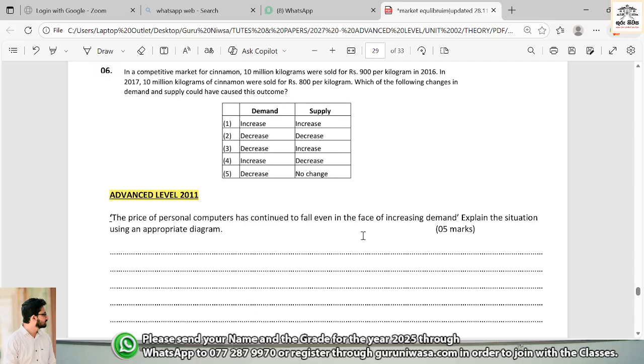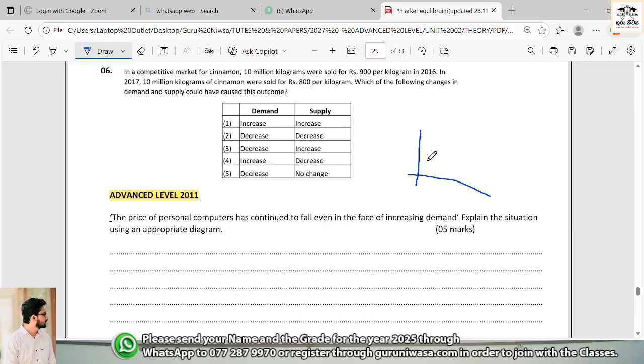What is the theory point behind this? Increase in demand and decrease in supply. Okay, can you draw a diagram, Sanuli? As you said, it's okay, no doubt. You can draw a diagram. Increase in demand and decrease in supply, right?